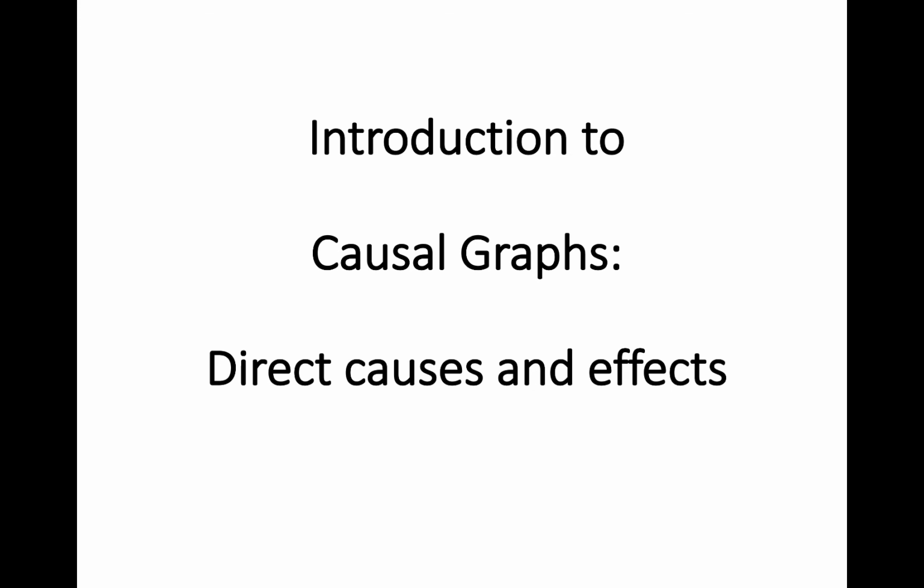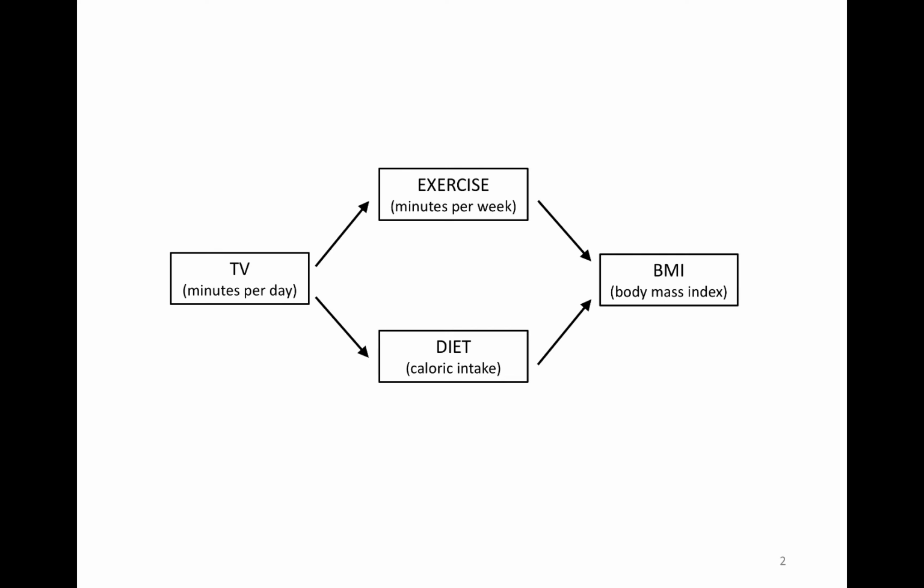This video is an introduction to causal graphs. In a causal graph, there are variables and arrows that connect them. The arrows are also called directed edges. Each arrow represents a direct causal relationship.